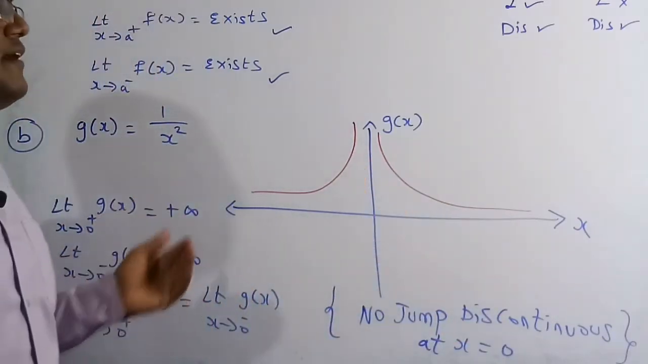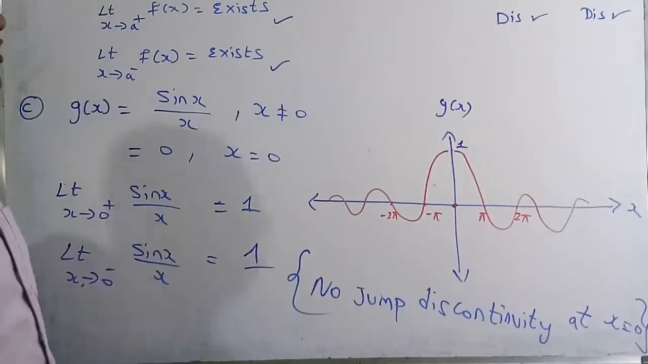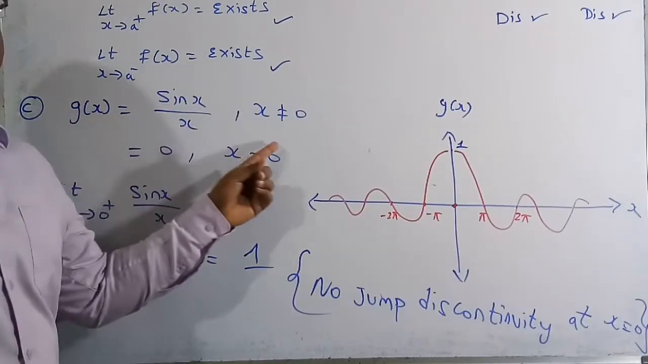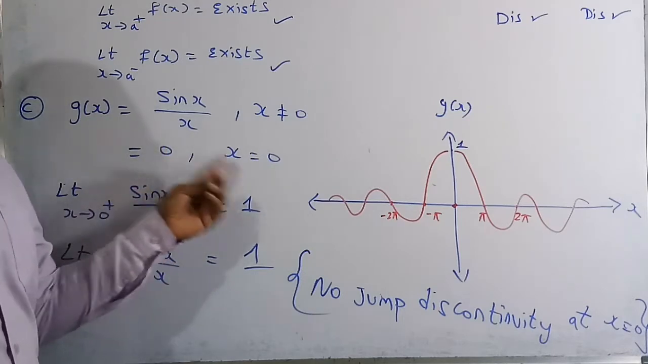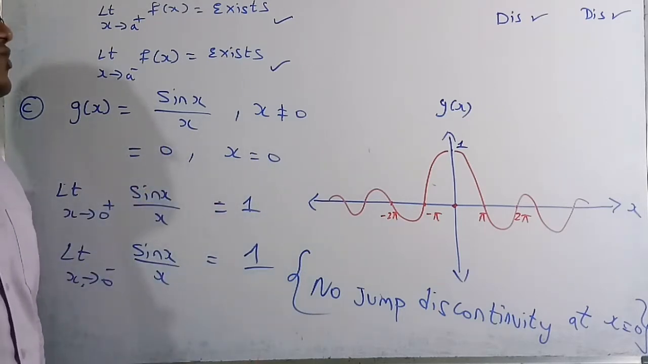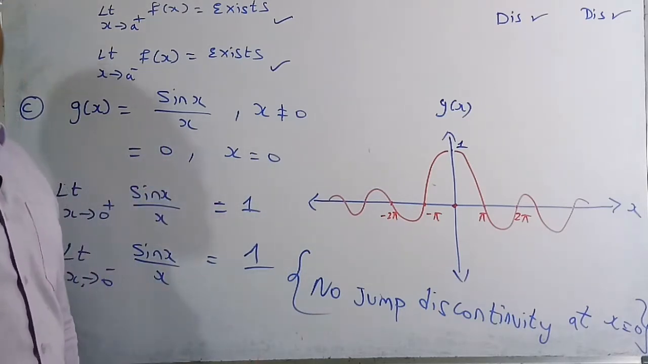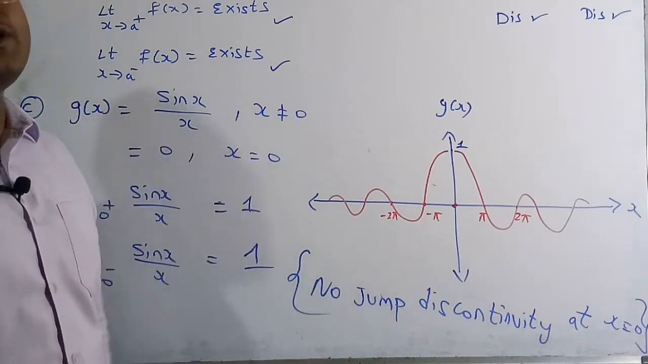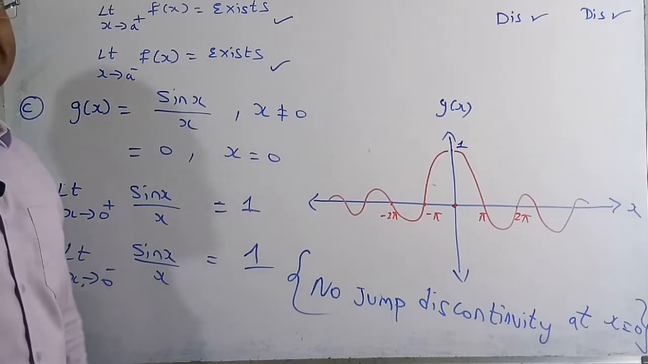Now we have to do the same thing for option C also. In option C, they have given g of x is equal to sin x by x for x not equal to 0 and equal to 0 for x equal to 0. Now we have to check whether a discontinuity or jump discontinuity is present or not at x equal to 0. We need to figure this out. So first we have to find the right hand limit.